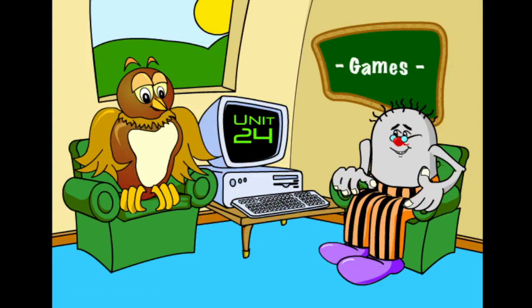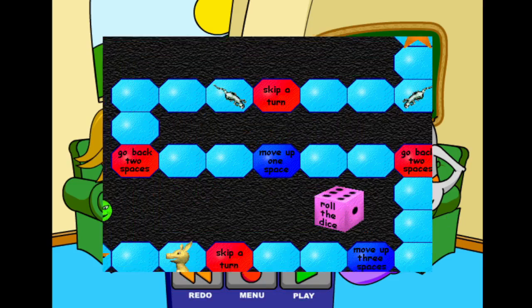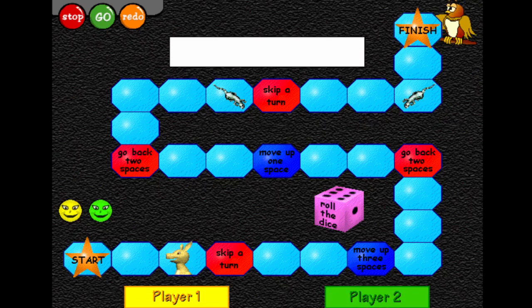First class. How about some more? Unit 24, Games. Click the re... Play this spelling and dice game with a friend. Land on the kangaroo and you'll move quickly up the board, but land on the goanna and you'll slide back down. Each player has a turn. Click on the die to roll it. Then spell the word to move on. Click on the die.